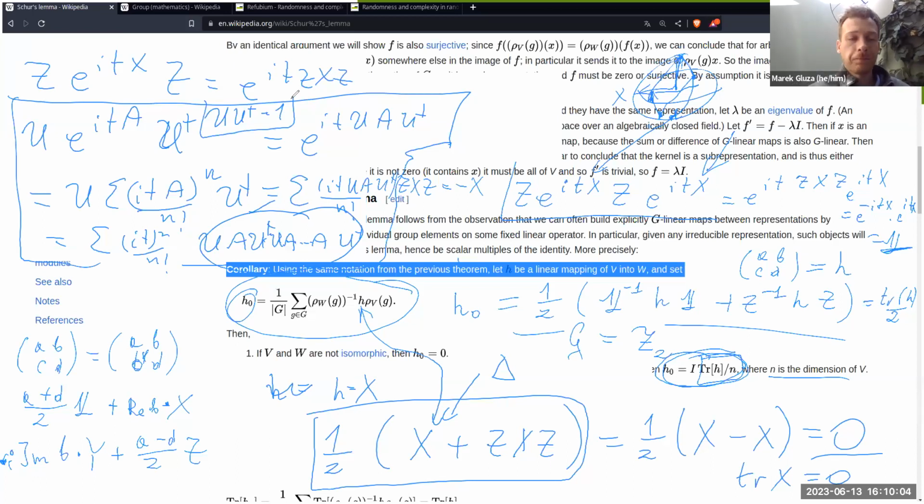This is fine. So we use this here. Verify for yourself that Z is unitary. Z inverse is Z dagger. Check it yourself on the matrix, 2x2 matrix. It's cheap. This is good.